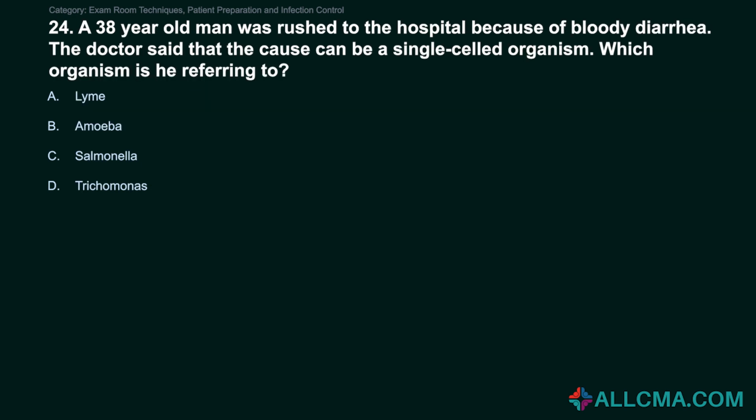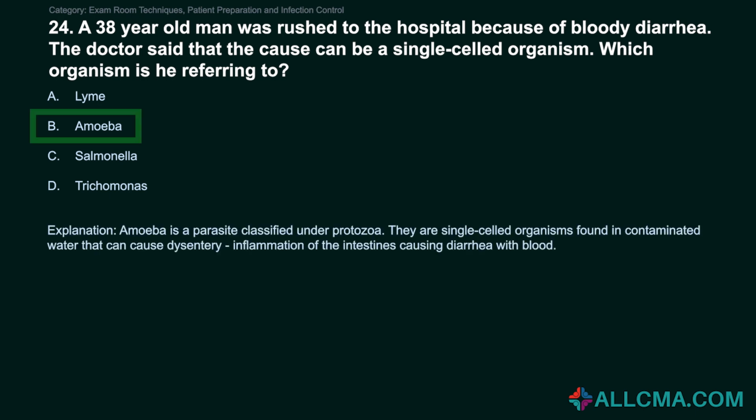24. A 38-year-old man was rushed to the hospital because of bloody diarrhea. The doctor said that the cause can be a single-celled organism. Which organism is he referring to? A. Lyme. B. Amoeba. C. Salmonella. D. Trichomonas. Correct answer, B. Amoeba. Amoeba is a parasite classified under protozoa. They are single-celled organisms found in contaminated water that can cause dysentery, inflammation of the intestines causing diarrhea with blood.